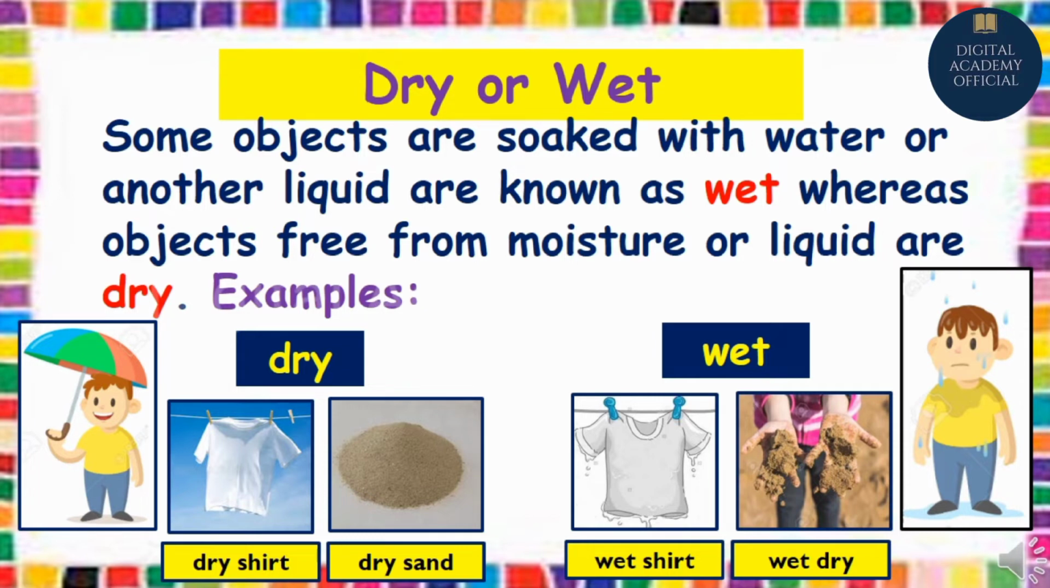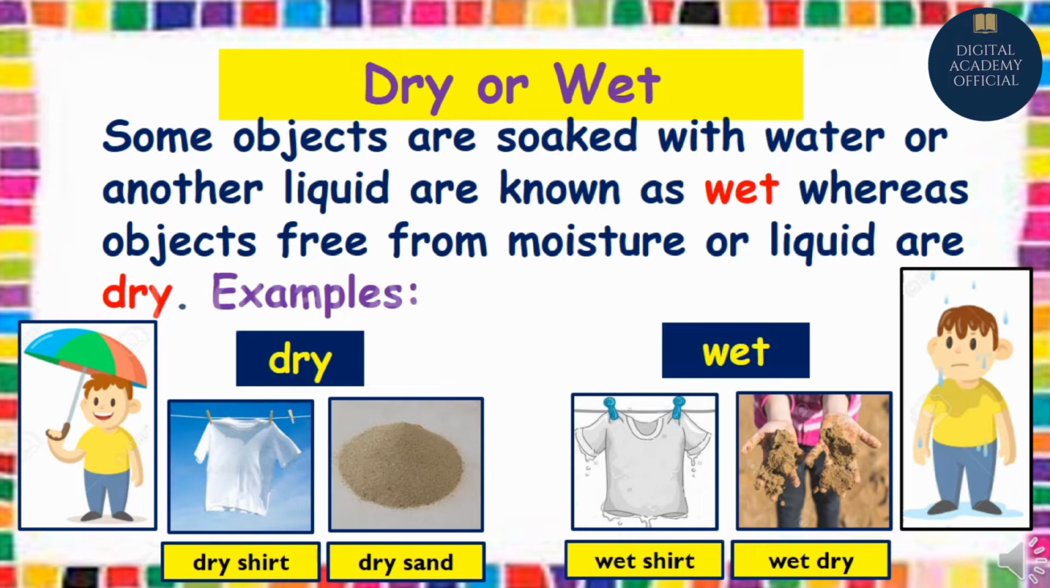Even if you touch sand which has water in it, it becomes all muddy and yucky and your hands are spoiled, isn't it? The clothes which are taken out of the washing machine are all wet and they have to be hung on the clothesline to be dried in the sun, right? So these are examples of wet objects.